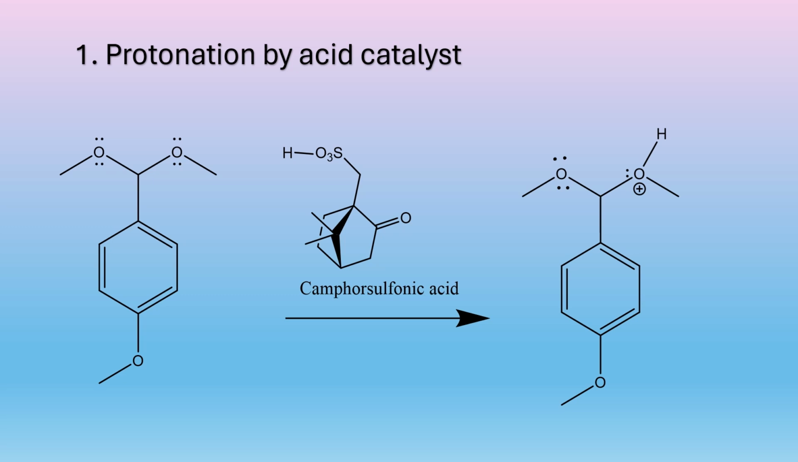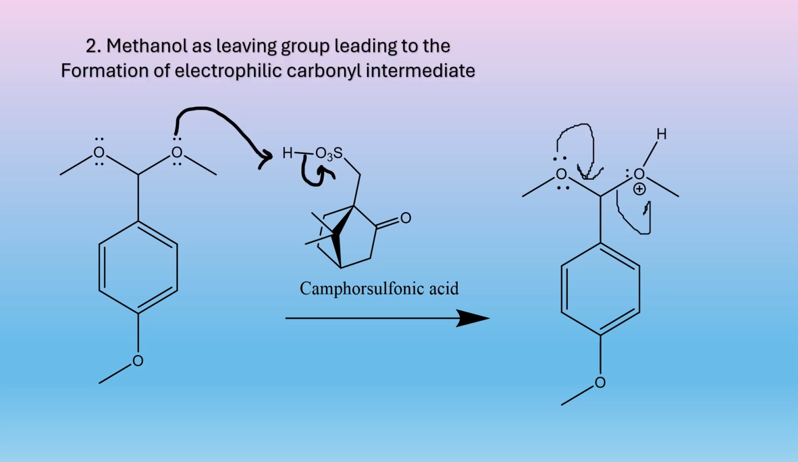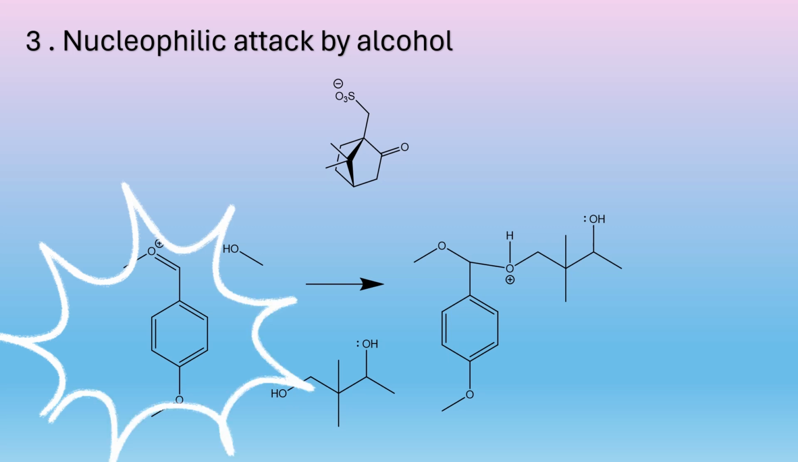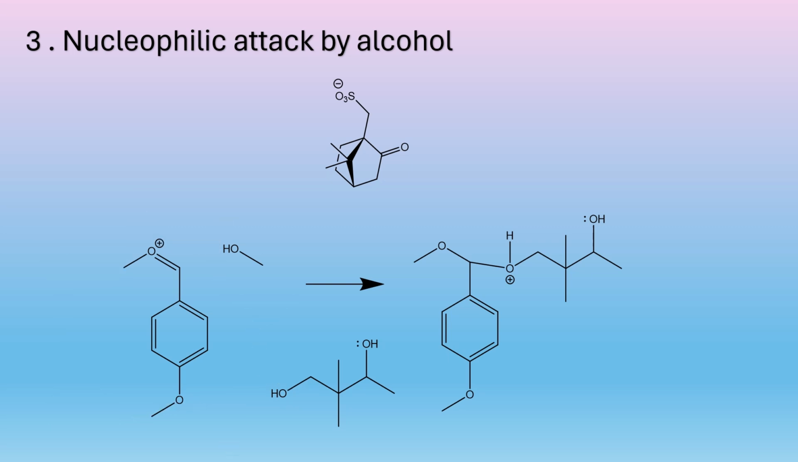So the oxygen is first protonated by the acid catalyst, which is camphorsulfonic acid. And this protonation allows for methanol as a leaving group. And the loss of methanol will allow for the formation of an electrophilic carbonyl intermediate.